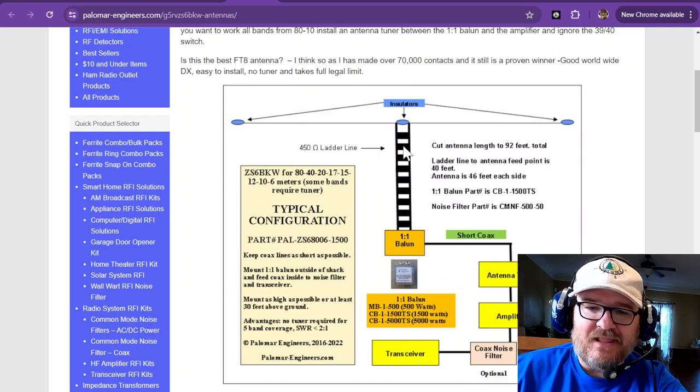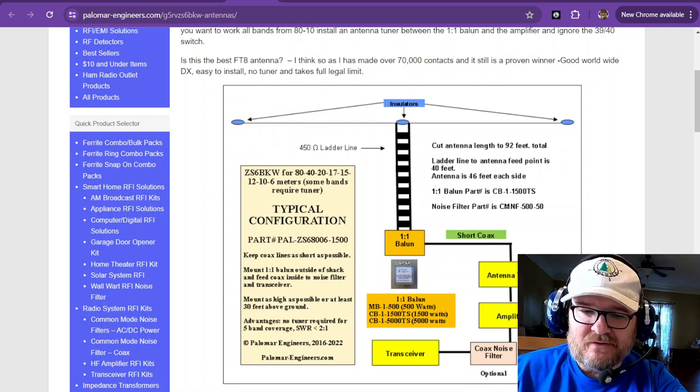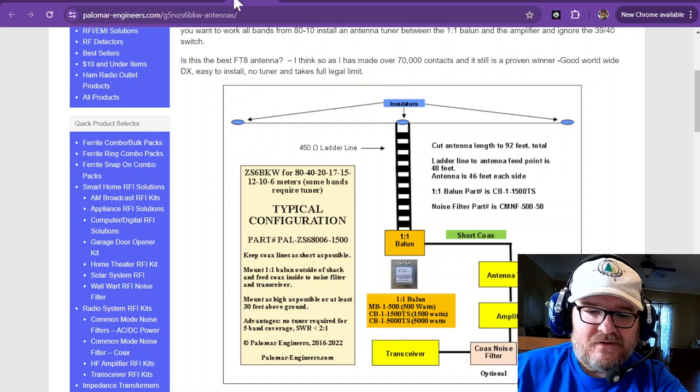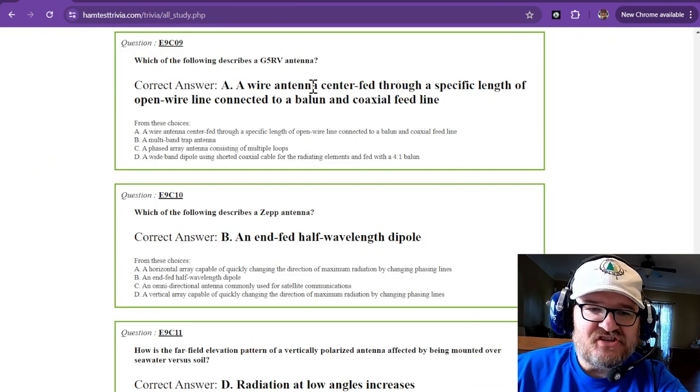And you can see the 450 ohm ladder line, and then it goes through a balun, and then you get to the antenna tuner, and then back to your radio. And that is the G5RV, according to Palomar Engineers.